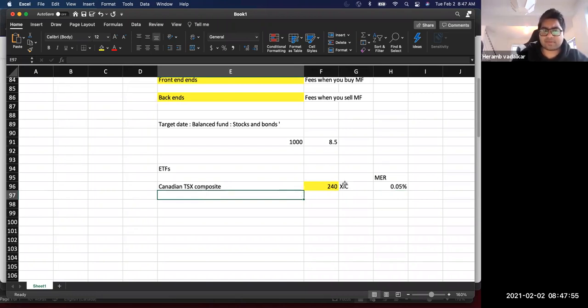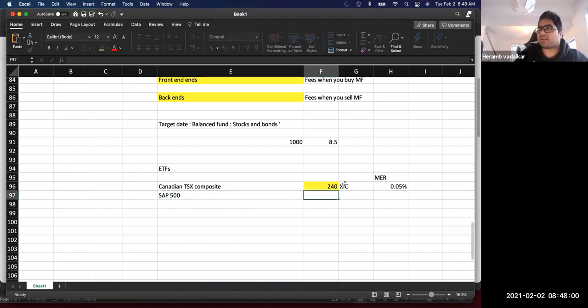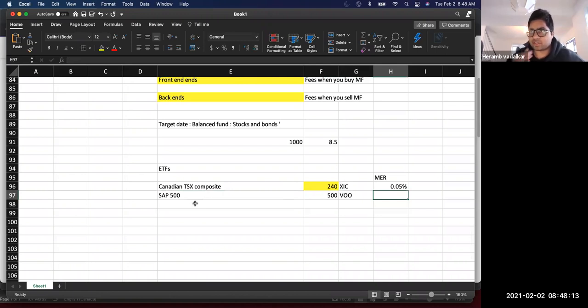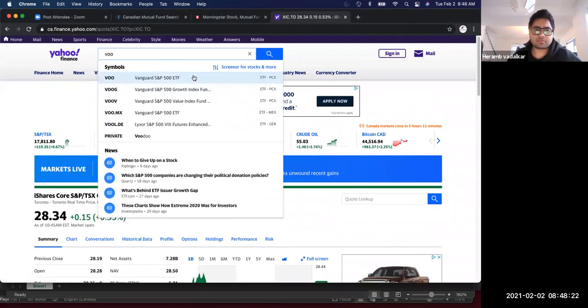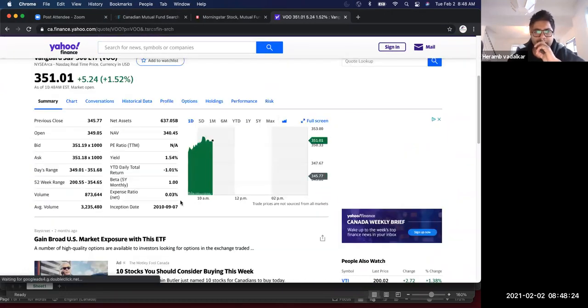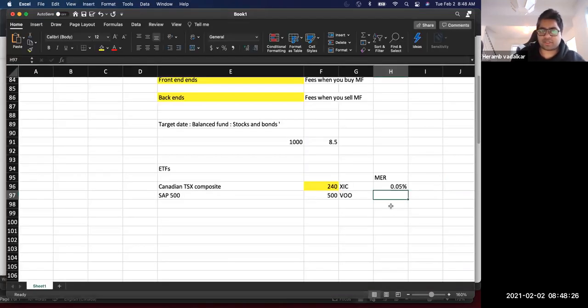If you look at American markets, you have the S&P 500, that is 500 big companies in the United States. So the number of stocks you will have is 500. An ETF that tracks that is VOO. So if you want exposure to S&P 500, you can generally look at buying VOO. Okay, the MER is 0.03.